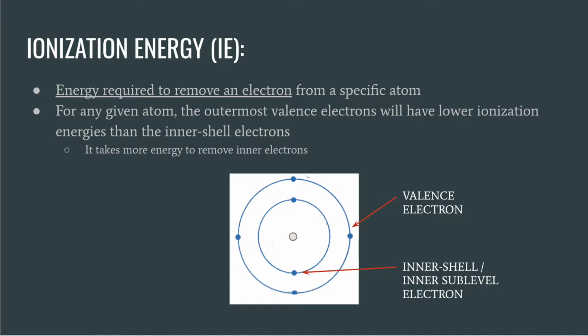For any given atom, it's going to be easier to remove those outermost valence electrons first. However, as we get closer to the nucleus, those inner electrons are going to be harder to remove because they're closer to the nucleus and they have a stronger pull, or force of attraction, to those protons. Therefore, ionization energy is going to increase with every single subsequent electron that you remove.